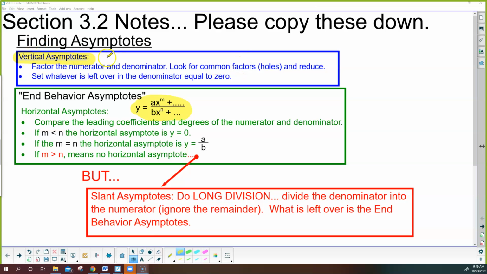Okay, so vertical asymptotes: factor the numerator and denominator, look for common factors and reduce, and then you take whatever's left over in the denominator and set that equal to 0. So we'll go through an example or two like that today.